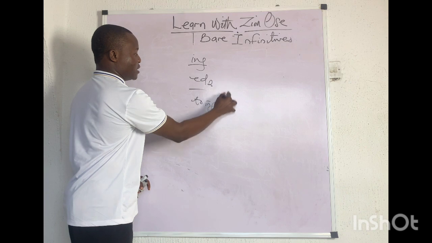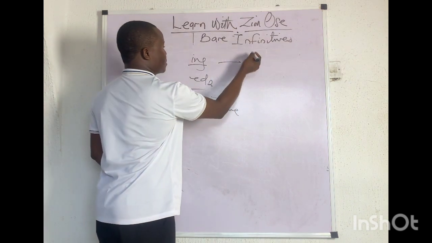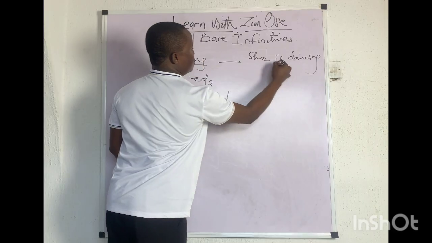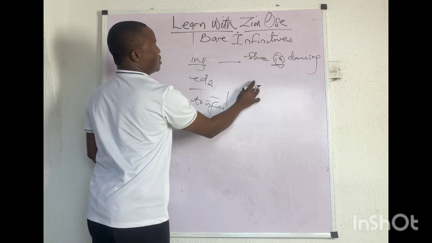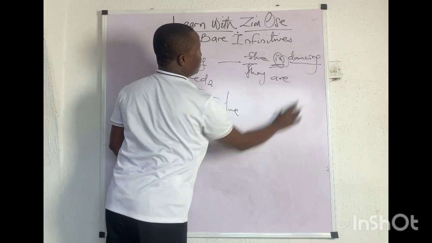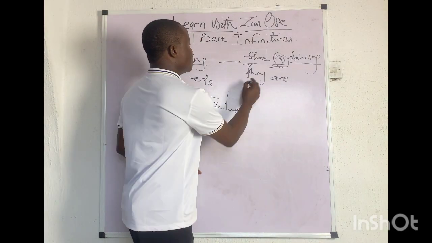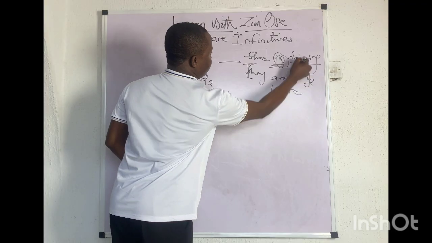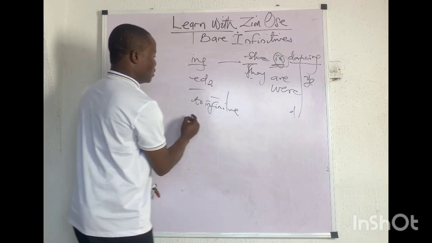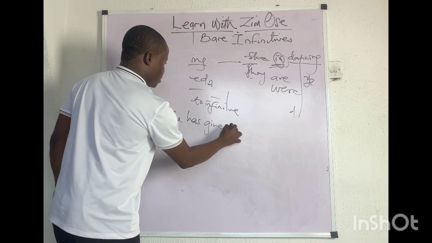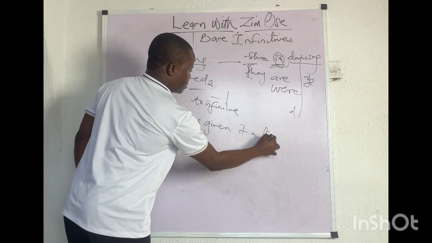They are not affected by time, neither are they affected by number. For instance, I'll use -ing. She is dancing. What shows singularity here is "she", so if I change "she" to "they", I'll have "they are dancing". Dancing will not be affected. So if I change this to yesterday, I'll have "they were dancing yesterday". Dancing remains dancing.